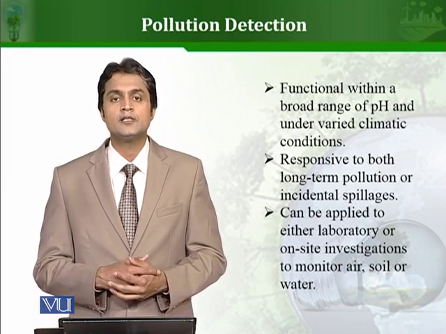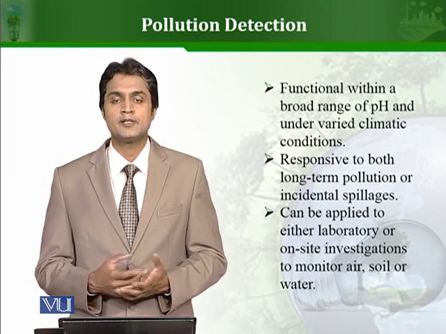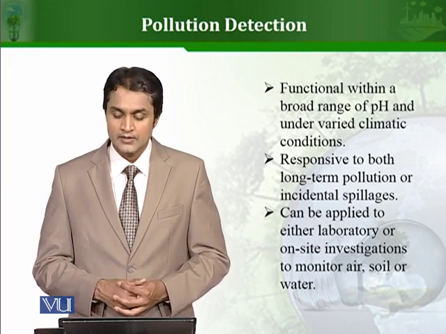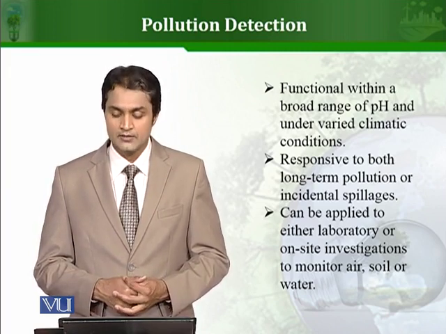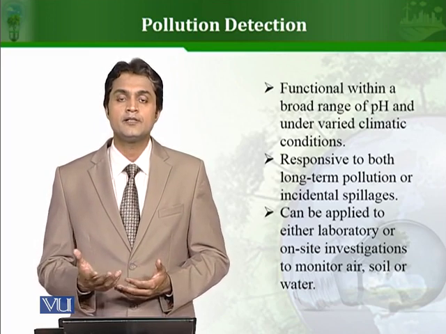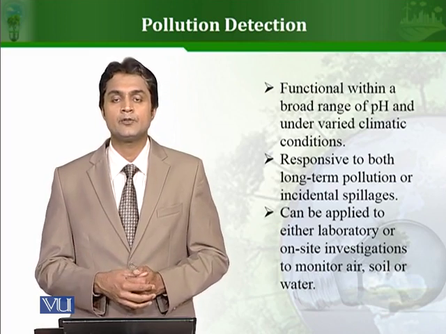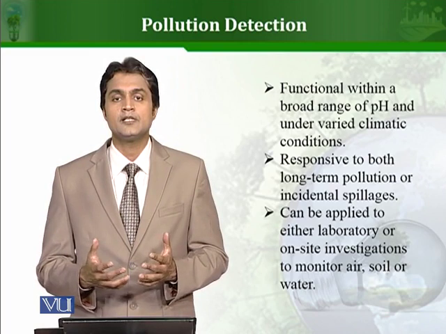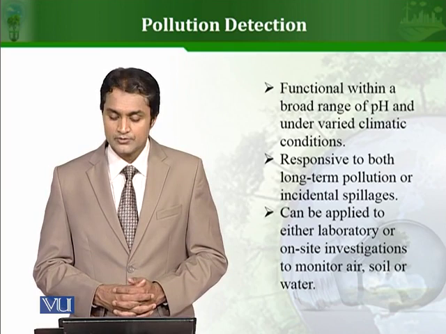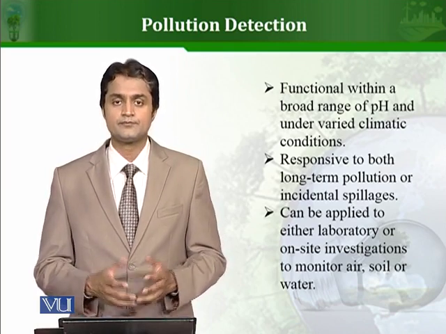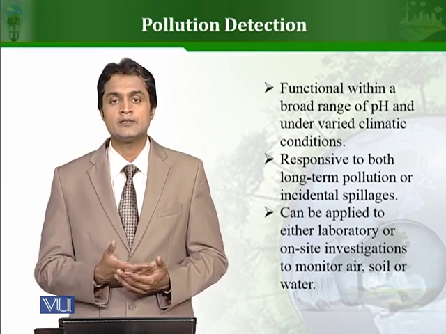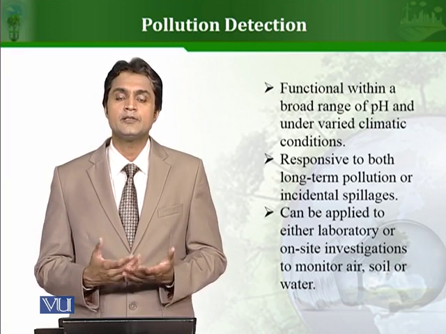Now there are so many important aspects, advantages attached to using plants as indicators of pollution. They can function over a broad pH range and under a variety of climate conditions. Simple plantation है, different pH को भी ये exist कर सकते हैं, and obviously different types of climates को भी ये bear कर सकते हैं. So very easy to maintain. Responsive to both long-term pollution or incidental spillages. No matter how long pollution is there, कब से वहाँ पे pollution, कब तक रहेगी, कितना long exposure है pollution का, the plants will still grow.